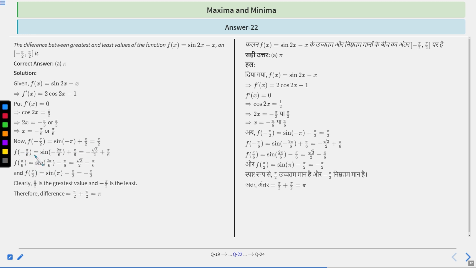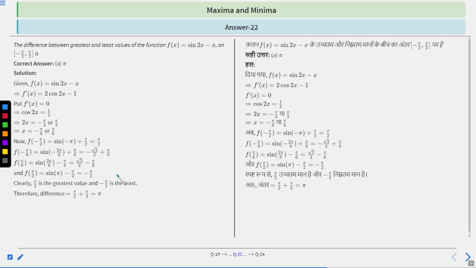Critical points are minus pi by 6 and pi by 6. So we will check the value of the function at x equal to minus pi by 6, pi by 6, minus pi by 2 and pi by 2, right? Therefore, f of minus pi by 6 is basically sine of minus 2 pi by 6 plus pi by 6, which is equal to minus root 3 by 2 plus pi by 6. Now, f of pi by 6 is equal to sine 2 pi by 6 minus pi by 6, which is equal to root 3 by 2 minus pi by 6. And f of pi by 2 is basically sine pi minus pi by 2, which is equal to minus pi by 2. Clearly, pi by 2 is the greatest value and minus pi by 2 is the least value, right?